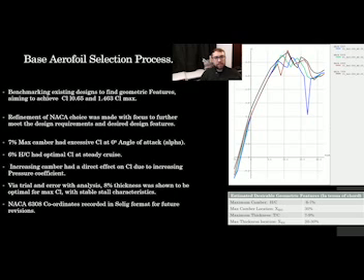I then chose a base airfoil for development. I benchmarked existing aircraft and conducted analysis to find a base NACA 4-digit. Camber and thickness were chosen with the aim of achieving a CL of 0.65 and a CL max of 1.46.